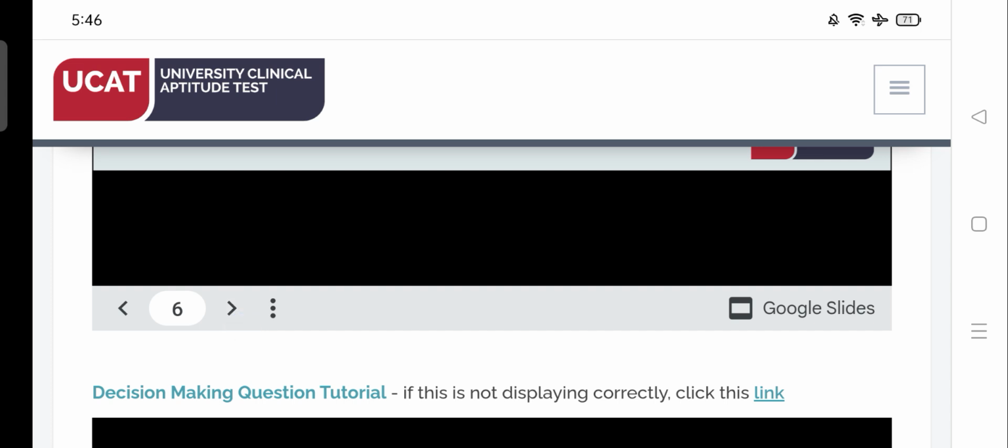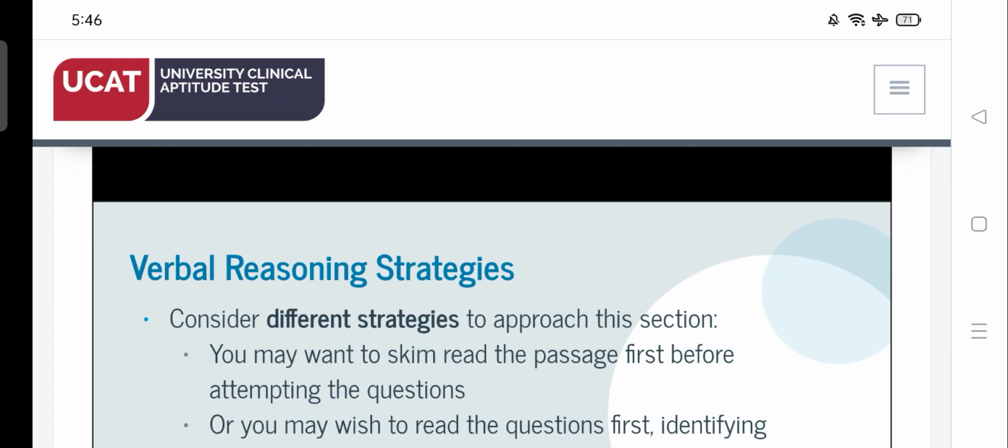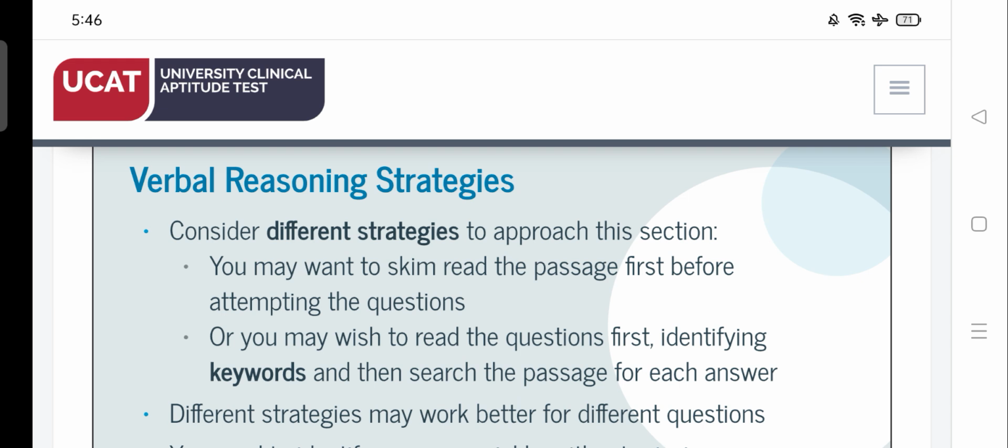Okay, next we have, consider different strategies to approach this section. You may want to skim read the passage first before attempting the questions. Or you may wish to read the questions first, identifying keywords, and then search the passage for each answer.